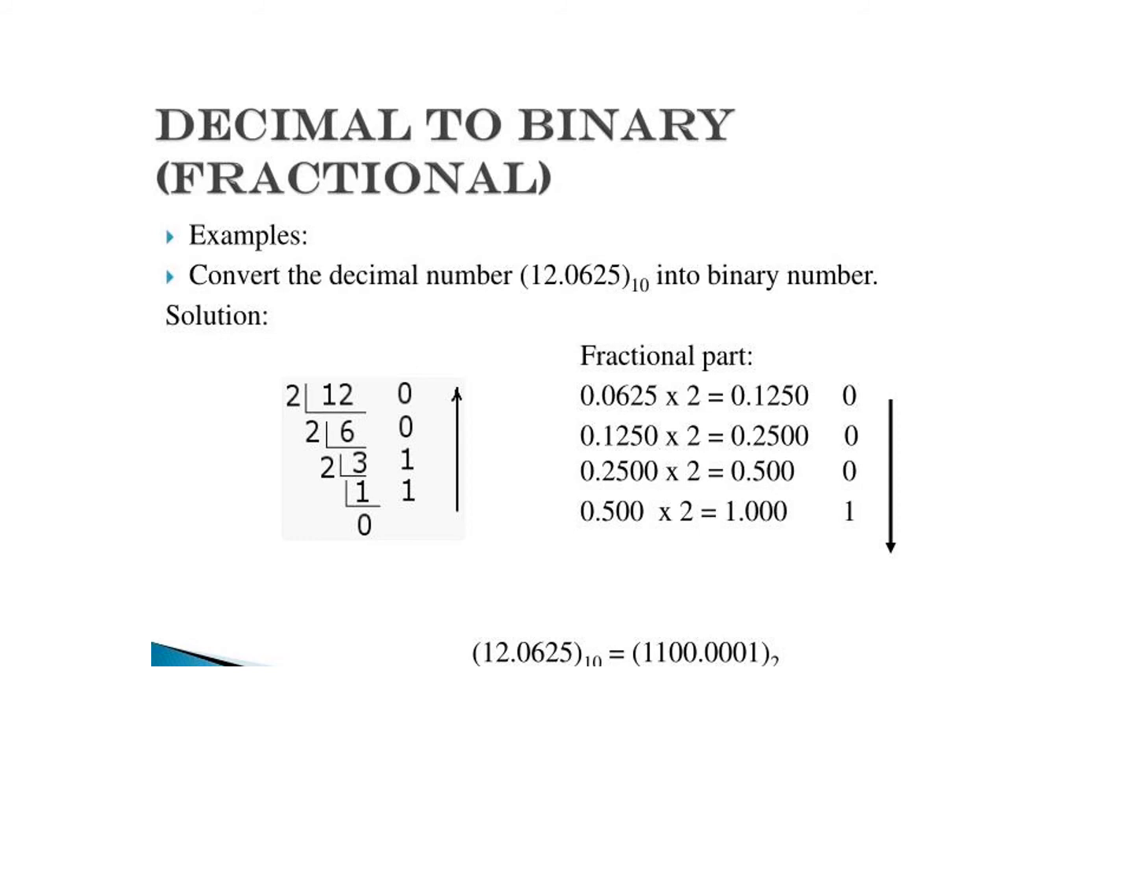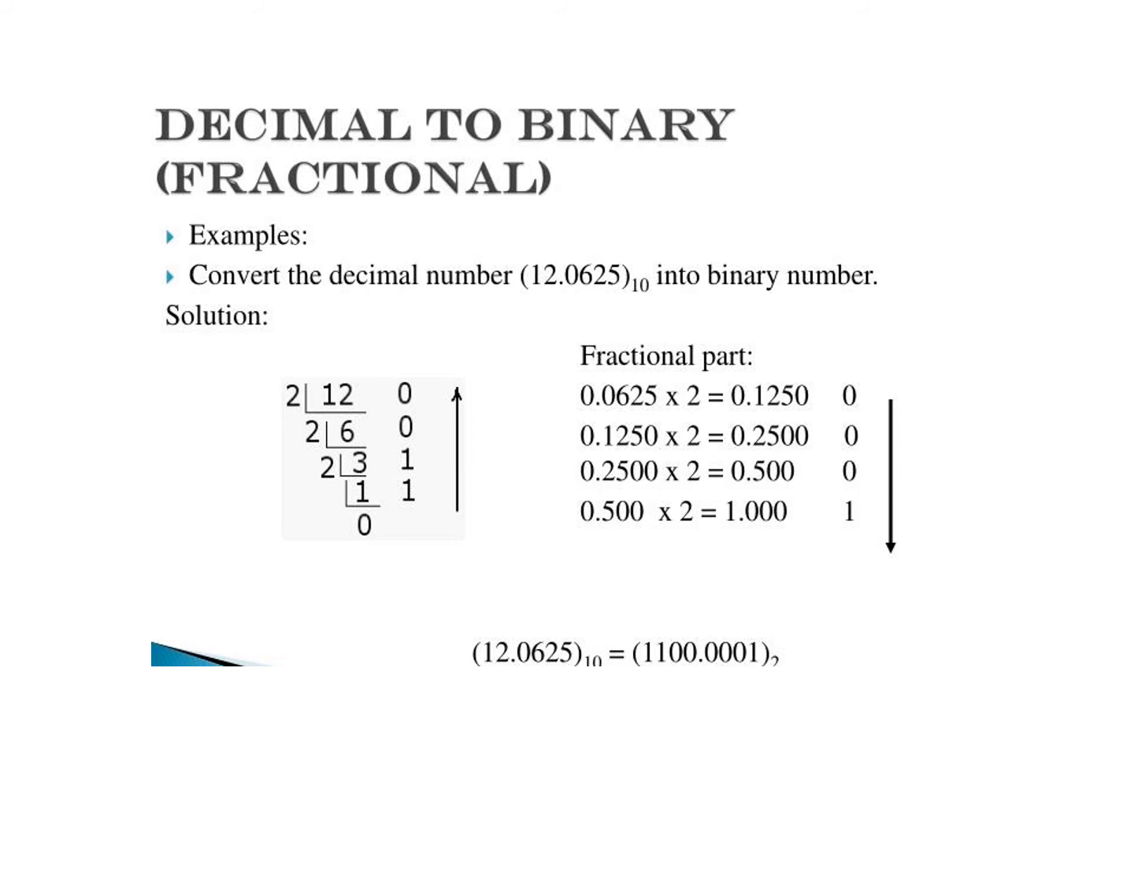And then the fractional part, how will we convert the fractional part? For the fractional part, we will not do the division; we will multiply by the base. So 0.0625 multiplied by 2, we find 0.1250. Here we will note down the whole number, that is the integral number, that is 0. 0 is noted down, and the fractional part, that is after the decimal point, we have 1250, which is again multiplied by 2.